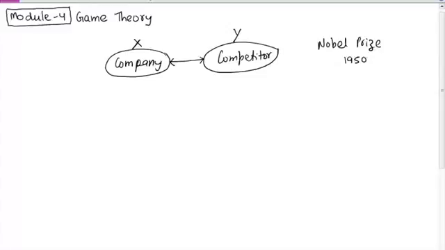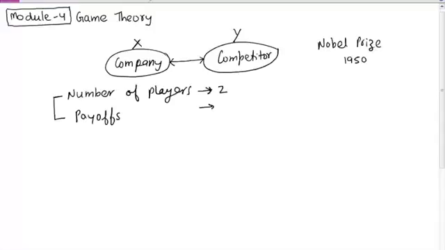Now, in this chapter, we are going to look at situations where the number of players will be 2. So we are only looking at situations where only 2 players are involved, X and Y. And associated with those 2 players and the strategies they are using, we look at payoffs. And we also use a special case where payoffs are in the form of zero sum. So the total payoff is always 0.